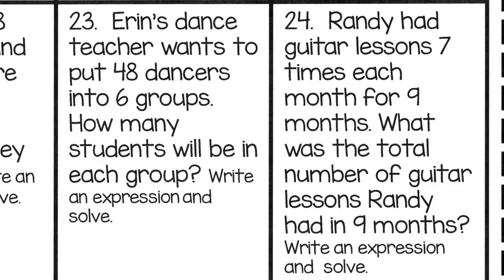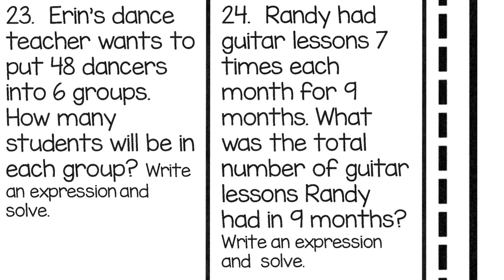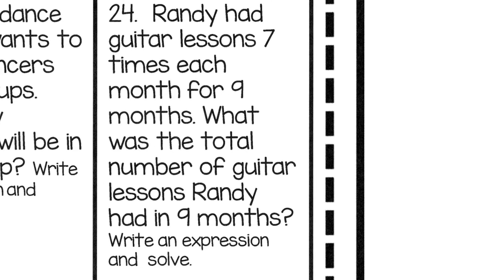23, Aaron's dance teacher wants to put 48 dancers into 6 groups. So if you're hearing groups, that sounds like division. How many students will be in each group? Make sure you solve the equation after you write it. 24, Randy had guitar lessons 7 times each month for 9 months. So it sounds like you're going to count 7 guitar lessons 9 different times. Ooh, I may have helped you out with that one.